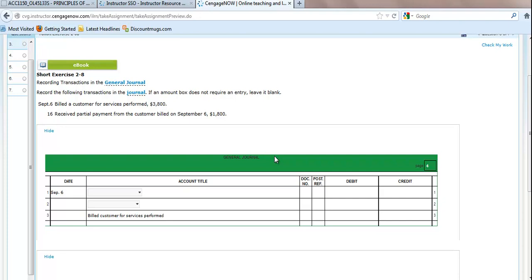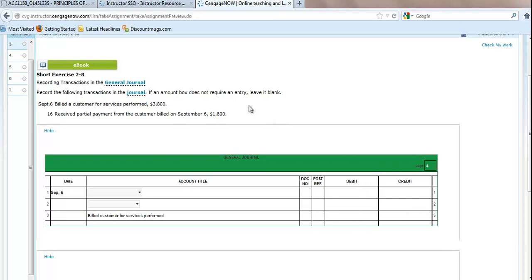So in this example, we're just going to record 2 transactions. This is an example of a general journal here. You have the left column, you have your dates. Then under account title, or sometimes it'll use the word description, this is where we're going to record the account names that are debited or credited. This part here where it said billed customer services performed, that's an explanation. Then we're going to have a post reference column, which we're not going to use at this point, and then we have a debit column and a credit column.